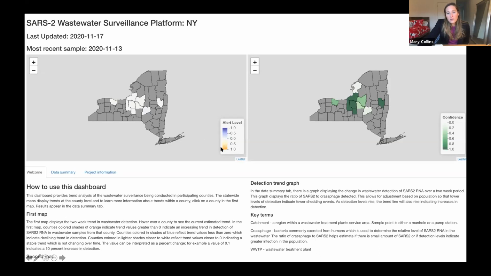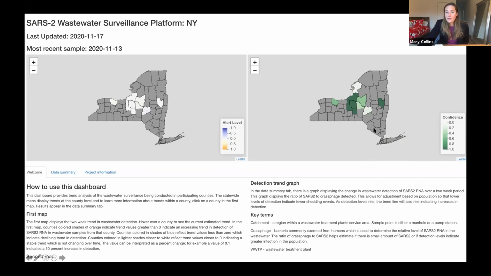I update this probably 2 or 3 times a week after we get samples in. Each county geography gets coded as either trending upward, if it is more orange, or trending downward, if it's more blue. As I mentioned, right now things are pretty flat because there have been pretty consistent findings lately.